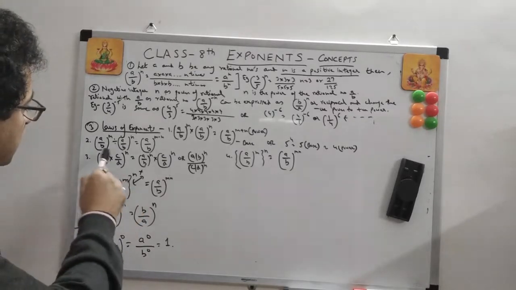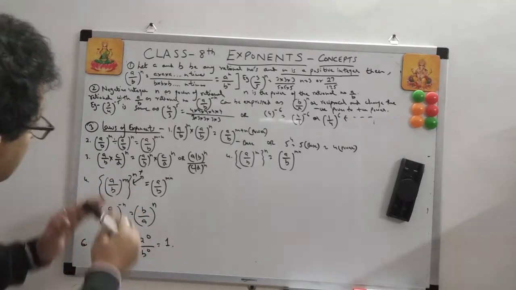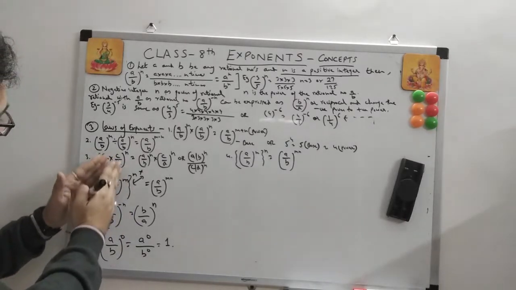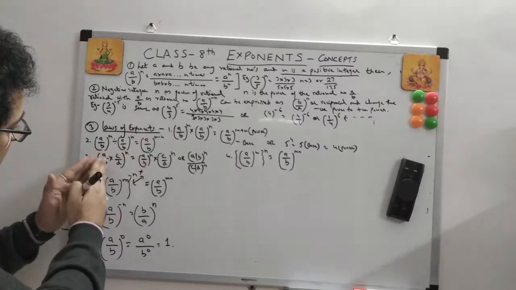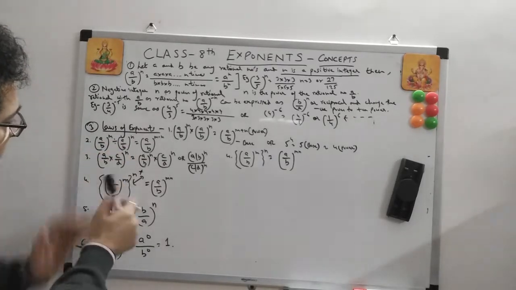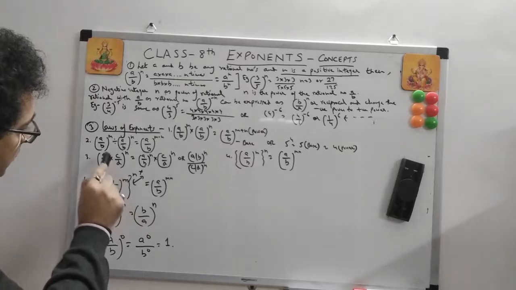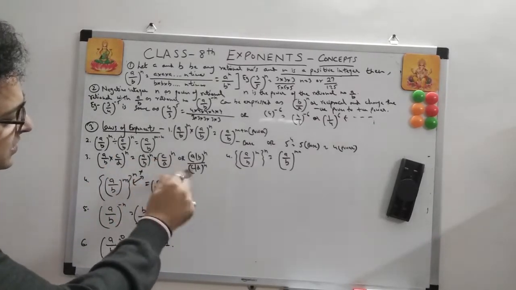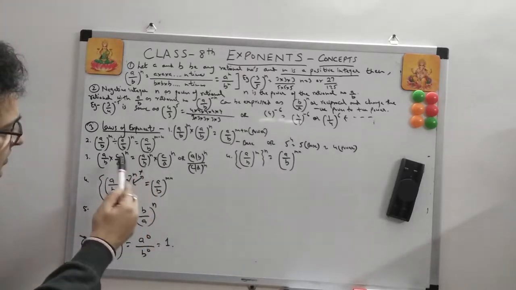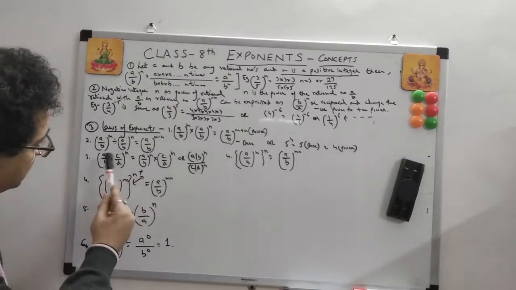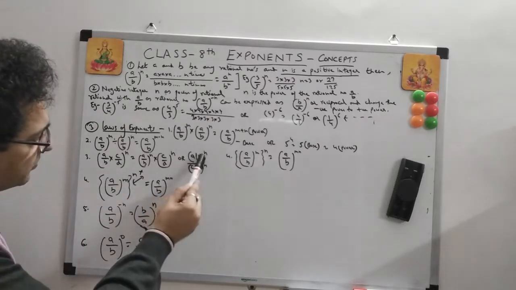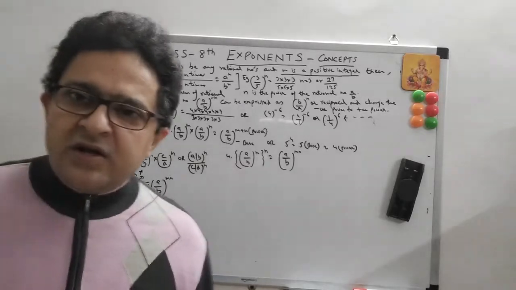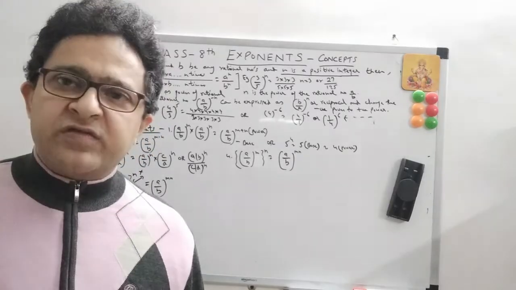Third law, (a/b into c/d) to the power n. This simply means the whole of these two rational numbers to the power n becomes this to the power n into this to the power n. This means (a/b)^n into (c/d)^n. In the questions, this is just a representation, and you will have to simplify it in this form: (a/b)^n into (c/d)^n. When we do the questions, these laws will be applied, and it will be much clearer.